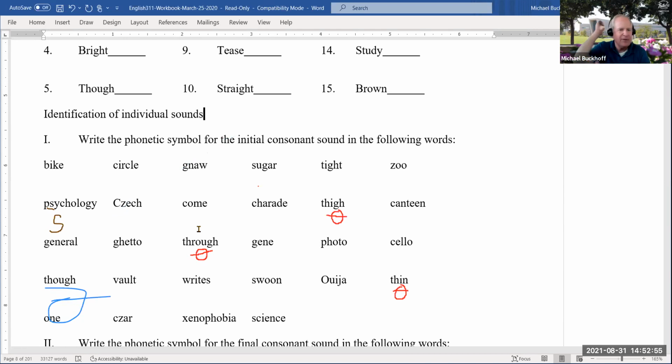Exactly. Okay, let's see how we do with the initial consonant sounds. So far, so good, right? Psychology. Though, thin, thigh, through. Let's see how we do on the other ones. And once we get them all done, we'll double check them. Then we'll move on to the next step.